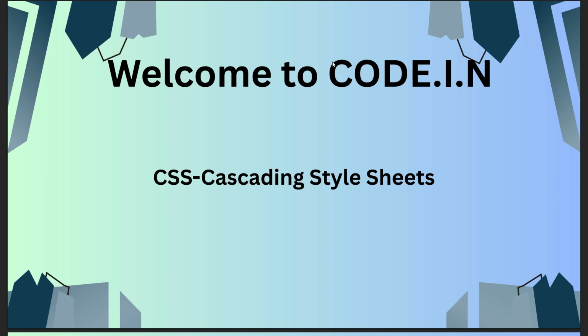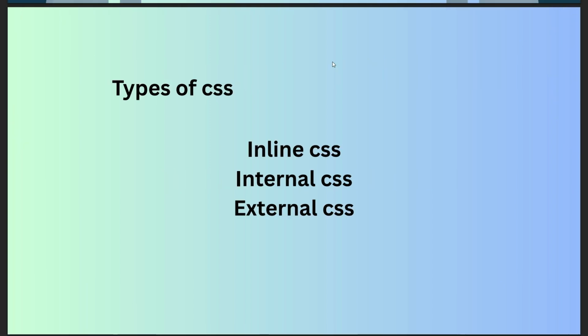Now we are seeing many colors, many fonts, and many animations, and the website looks beautiful and modern, right? All this happens using CSS. There are three types of CSS: inline CSS, internal CSS, and external CSS. Today we are going to see what is CSS, how it will change our website, what is the difference between these types of CSS, and which one is most effective.